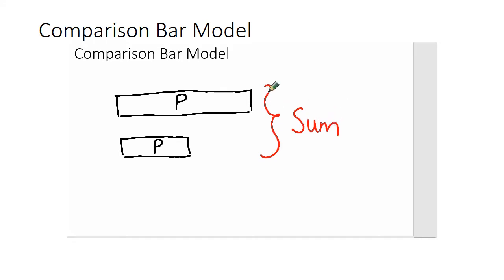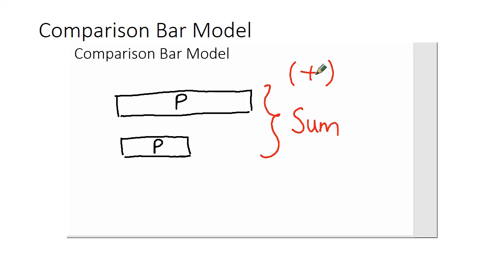Students need to understand the vocabulary and then the setup. So this is an addition problem. When we are talking about adding two numbers, we put the bars based on the numeric value, and then we put a bracket, or I call it the squiggly line, and that's the answer to the addition problem.